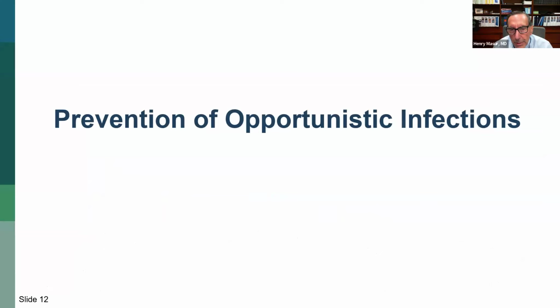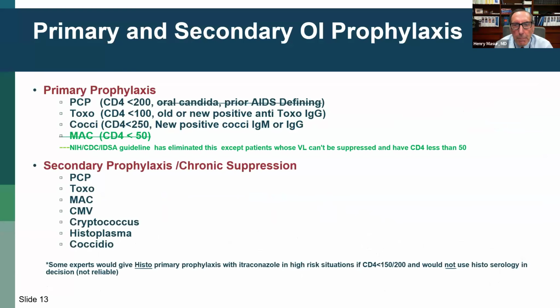Now, in terms of prevention, before we get into diagnosis or therapy, what are the 2 major approaches to prevention? One is chemotherapy, chemoprophylaxis. The second is immunization. If you look at primary and secondary prophylaxis, just to remind you, in case you've forgotten the distinction between primary and secondary prophylaxis, primary prophylaxis is preventing the first episode from occurring.